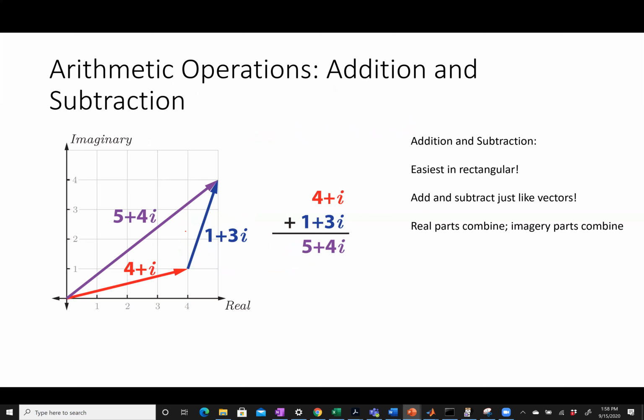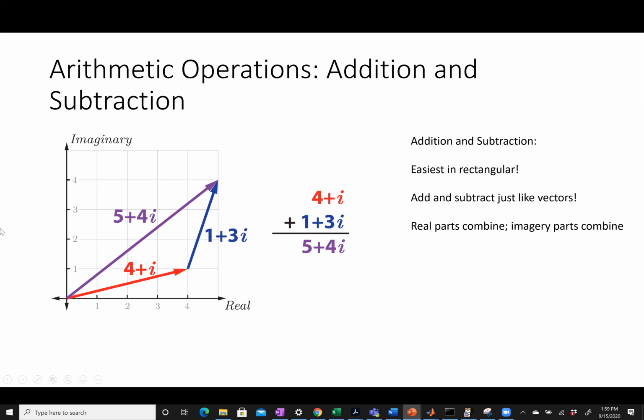Moving on, arithmetic operations, addition and subtraction. As it turns out, certain forms of the complex number are easier for some operations, and other forms are easier for other operations. So if I look at adding and subtracting of vectors of complex numbers, it is exactly the same as adding and subtracting vectors.